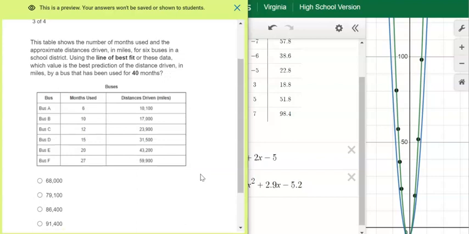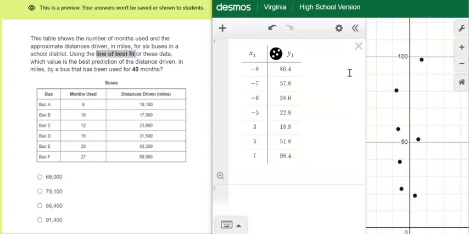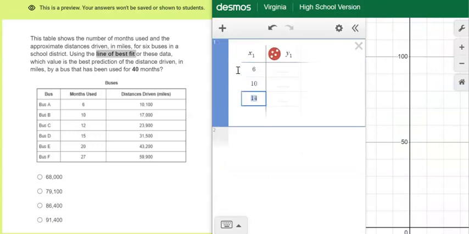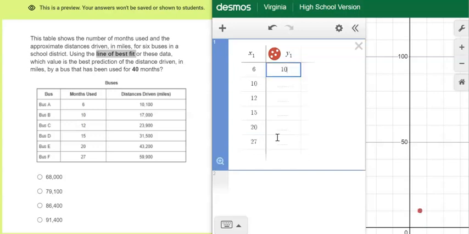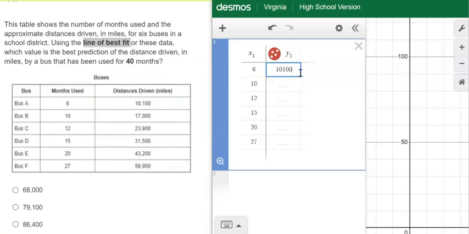So the table shows the number of months used and the approximate distance. Okay, this one says line of best fit. So same process. We're going to go ahead and plug in the table of values. So 6, 10, 12, 15, 20, 27. And then we're going to do 10. So this one does have a comma, not a decimal. In here, I don't have to put the comma, because if I put a comma, it's going to say it's an error. It doesn't really recognize it, so don't put the comma.